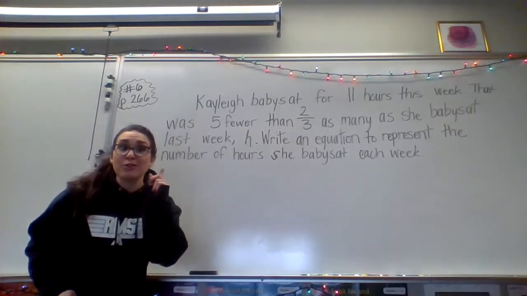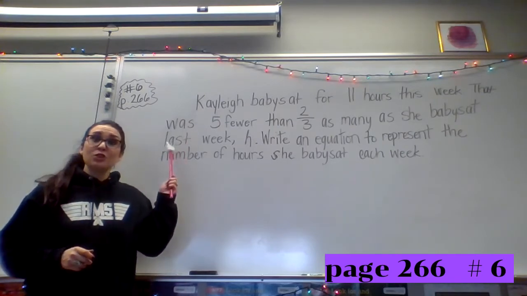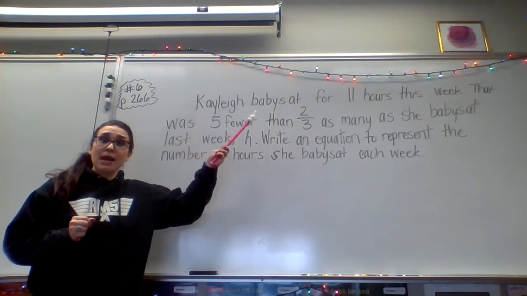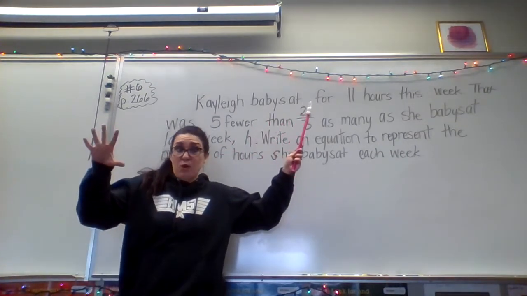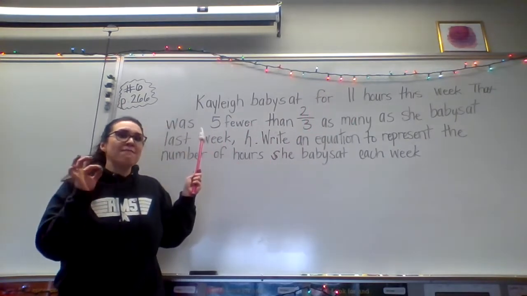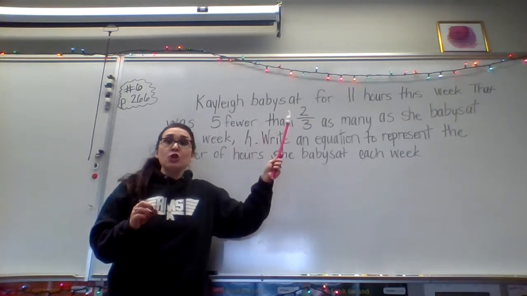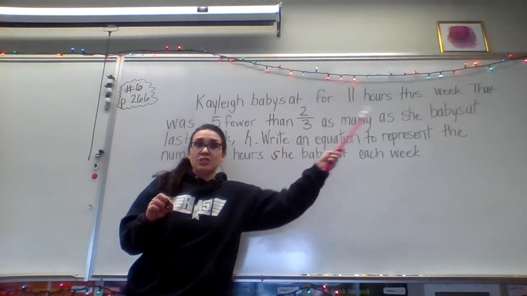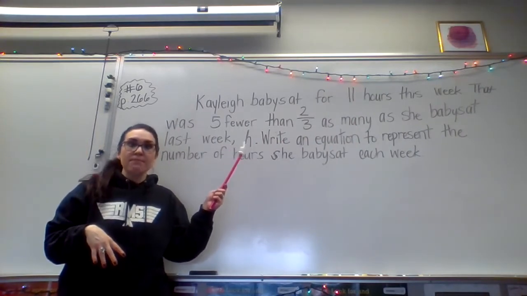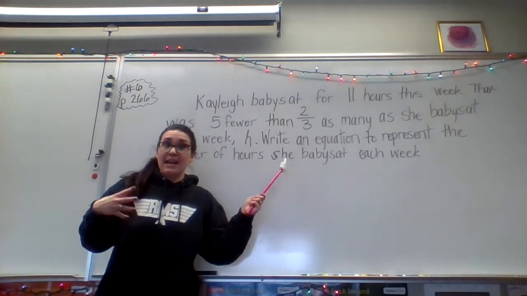All right, my fabulous friends, so there's one more problem I would love to look at together. It's on page 266, and it's number 6. And it's about our friend Kaylee. Now, Kaylee babysits for 11 hours this week. 11 hours. No more, no less. It's 11 hours. That was 5 fewer than 2/3 as many as she babysat last week, which we're using H to represent last week's hours, okay? Now write an equation to represent the number of hours she babysat each week.